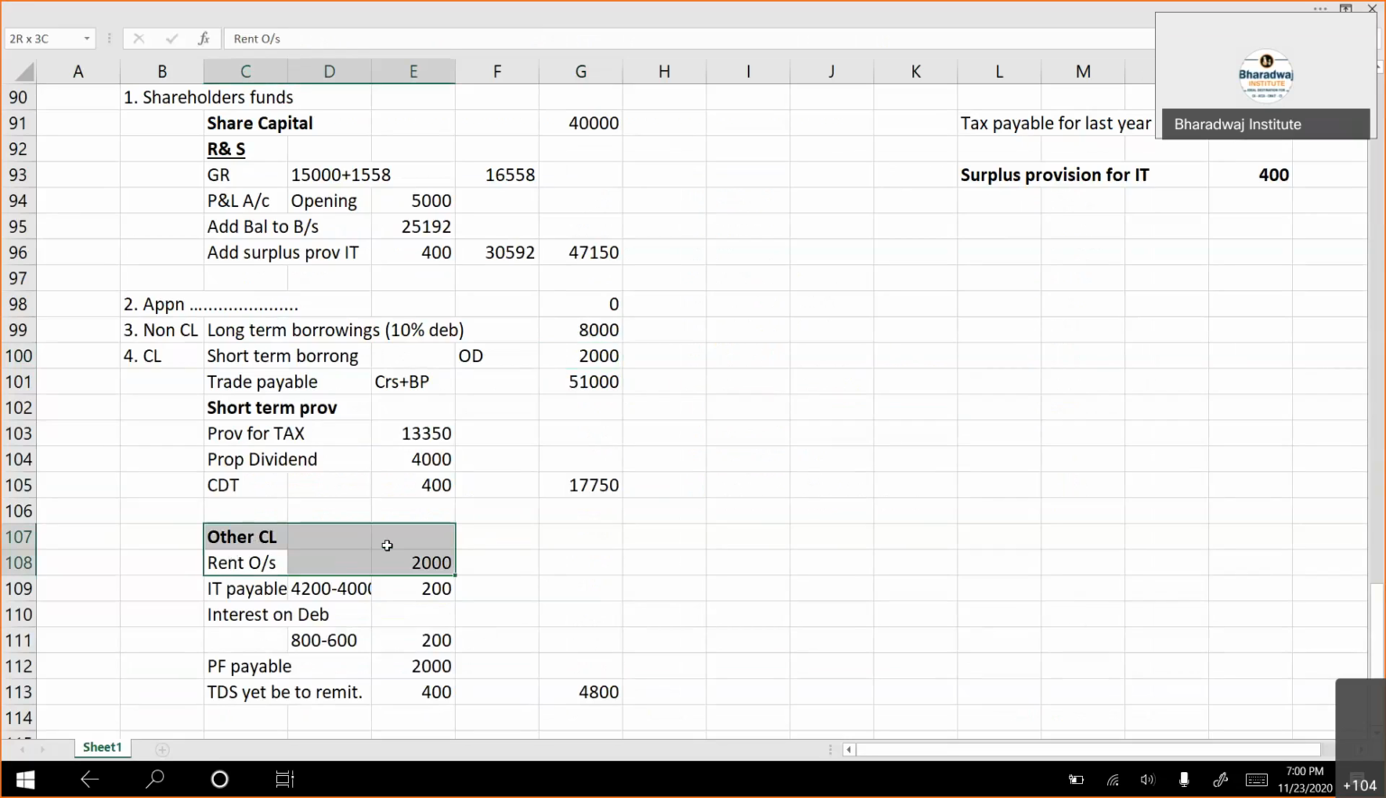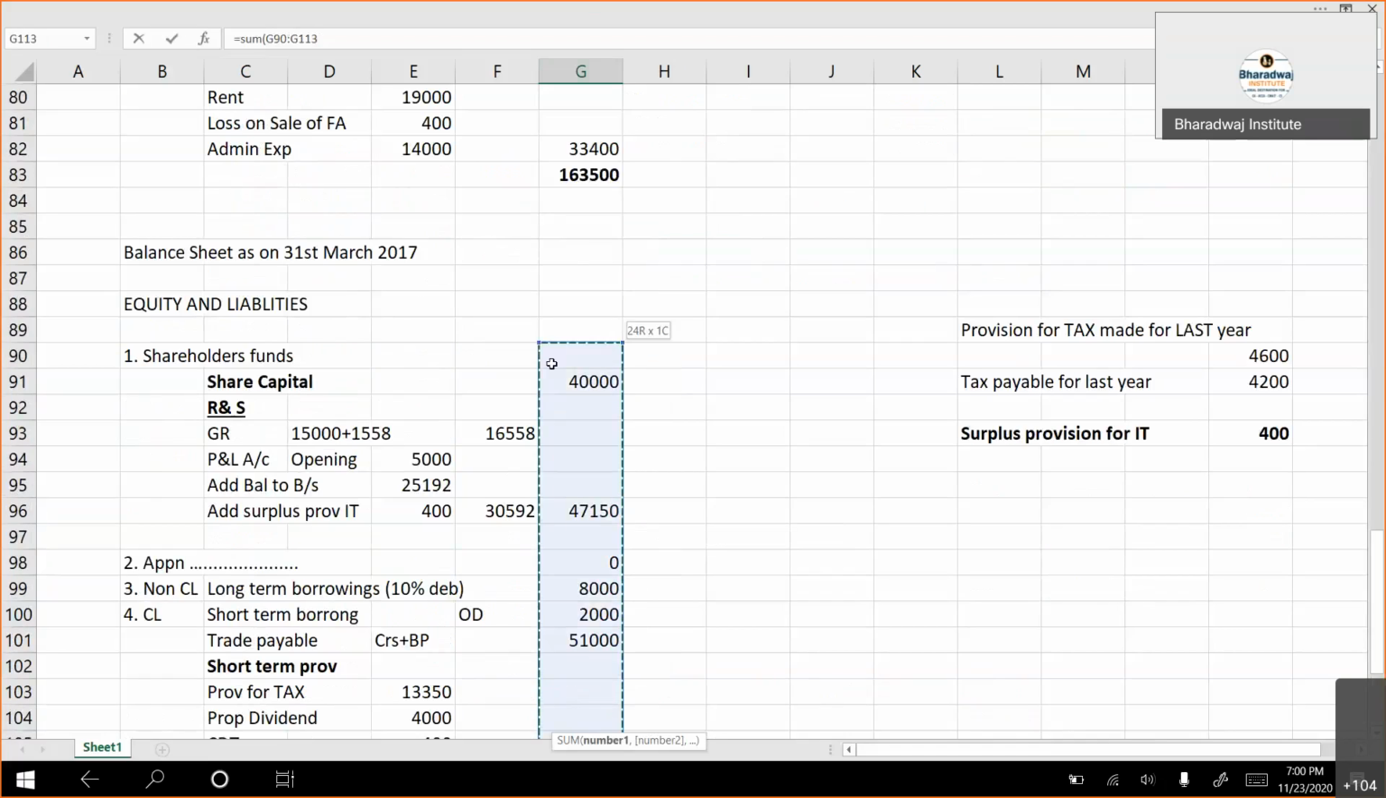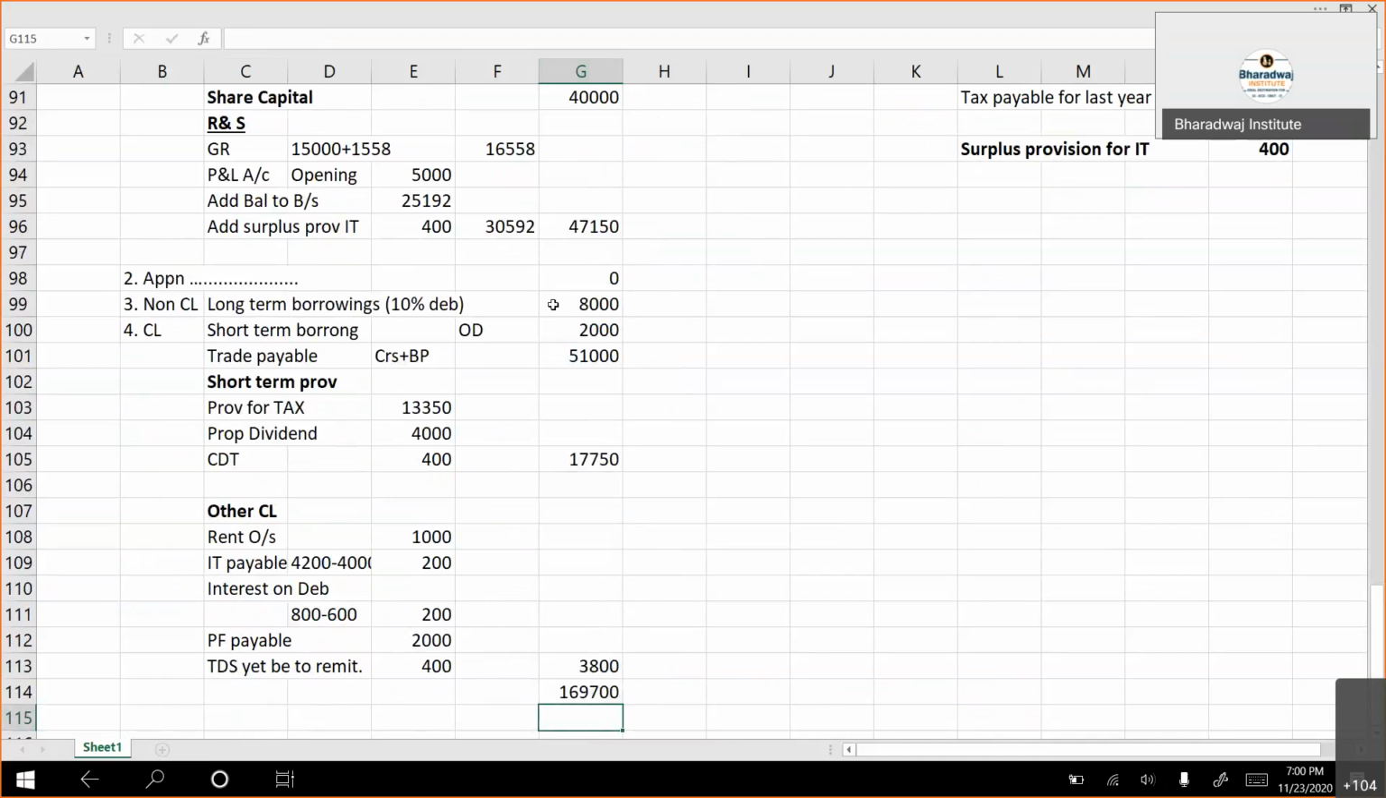Rent outstanding, how much? 2,000. Income tax payable, 200. Interest on debentures outstanding, 200. PF payable, it is 1,000. Okay, rent outstanding is 1,000. Oh, sorry, yeah. Rent outstanding is 1,000. So the total of the liability side will give us this amount.